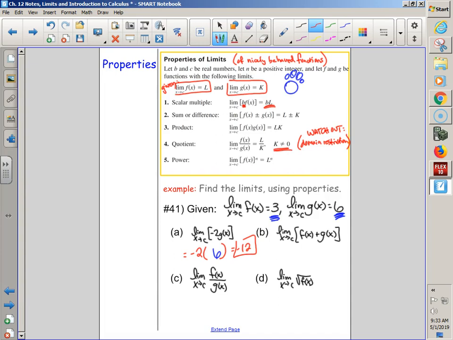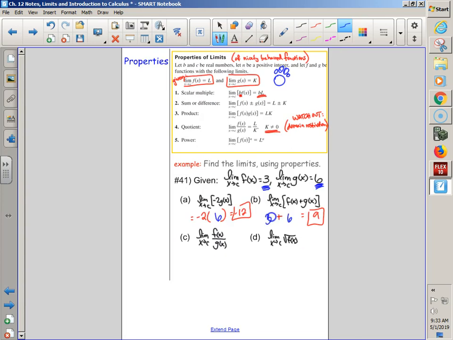So what if I have f plus g? Some of you are already like, wait a minute, are we just adding? We are just adding where f is approaching and where g is approaching. If you put them together, you're going to end up with 3 plus 6 is 9. We don't mind these, do we?